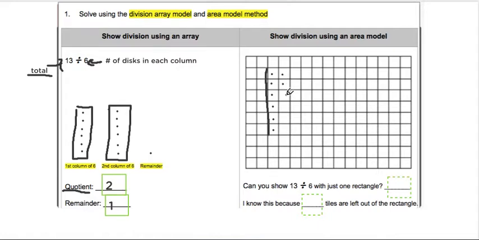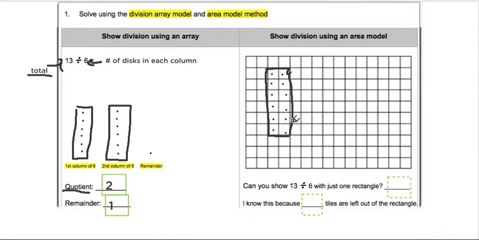1, 2, 3, 4, 5, 6. That's another column of 6. Can we make one more column of 6? Why not? Yeah, that's right, because that would be too much. Our total, you guys, is 13. Remember, we can't go over our total. So we can only make one rectangle.